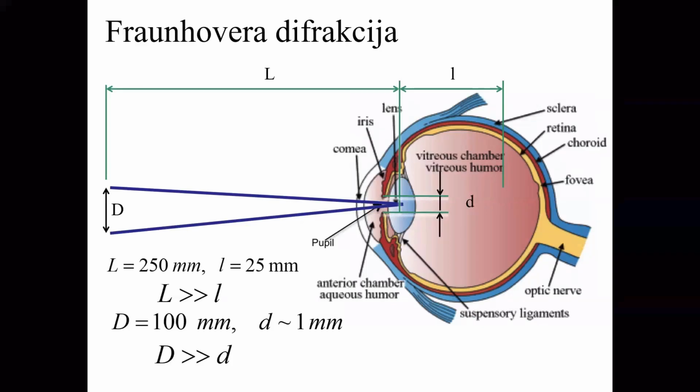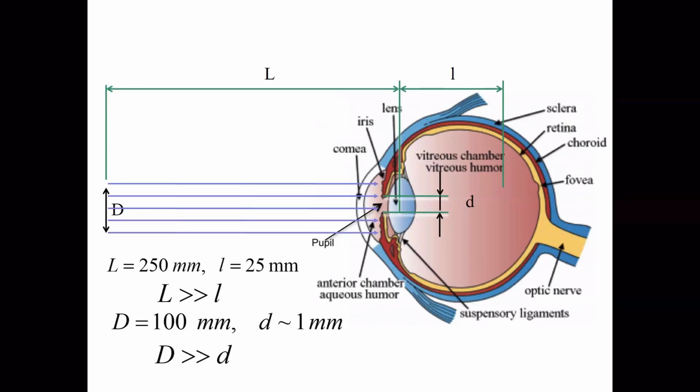Okay, so Fraunhofer has considered the beams that are going in parallel ways to a very small diameter diaphragm, a diaphragm that has a very small diameter. So the scheme is like this one.